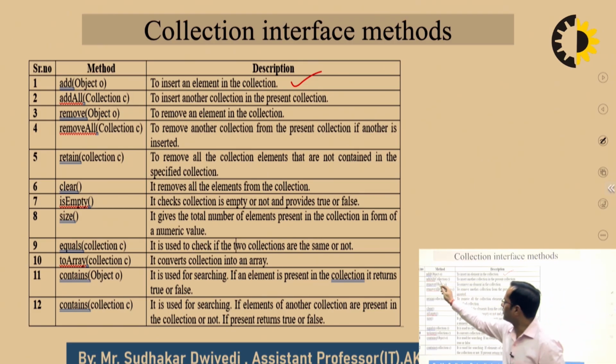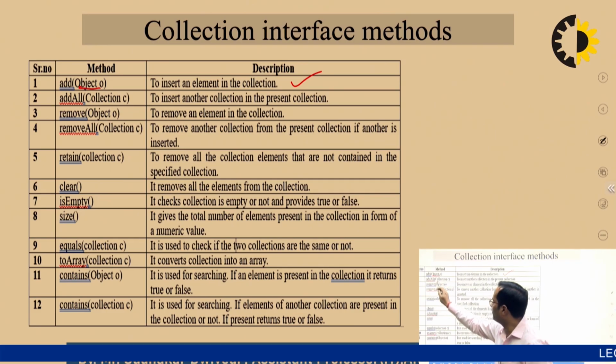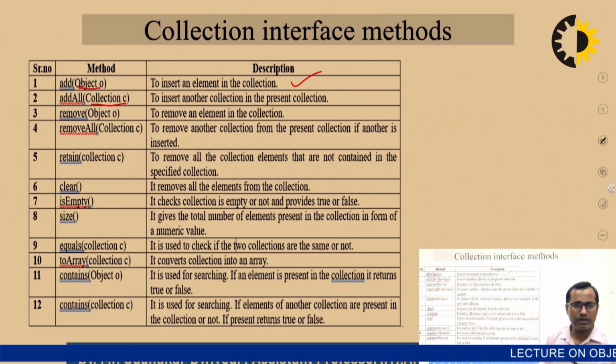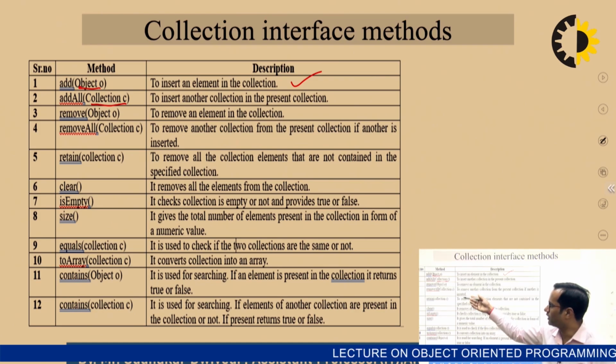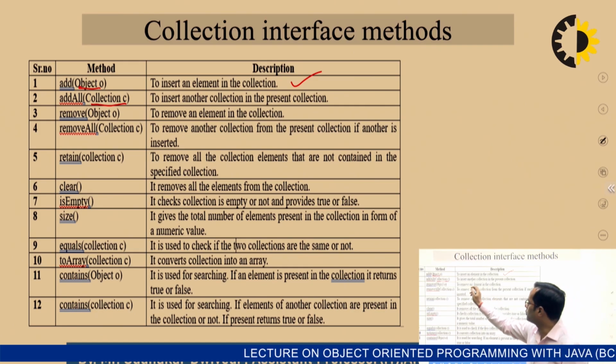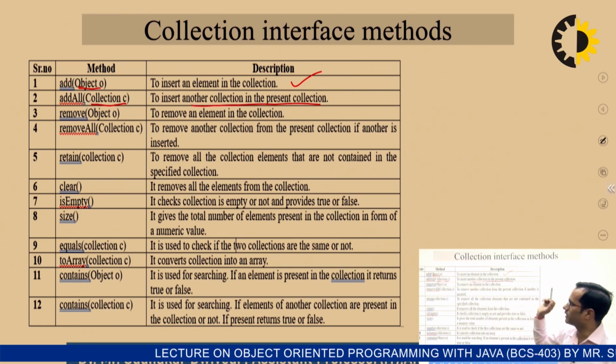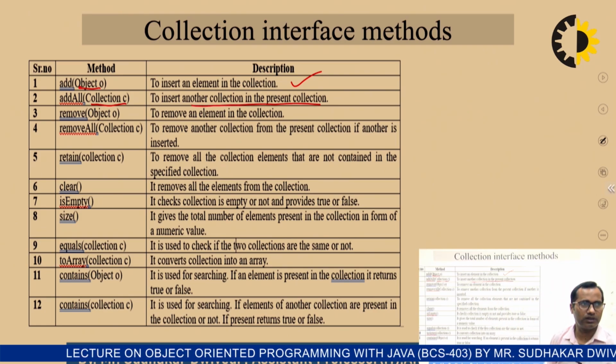So here we have mentioned a single object, and here we have mentioned a whole collection. That means if we want to add one collection to another collection, we will use addAll. That means add all the elements. To insert another collection into the present collection, we will use the addAll method.